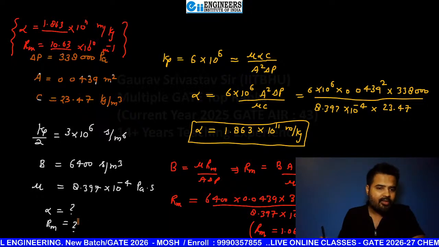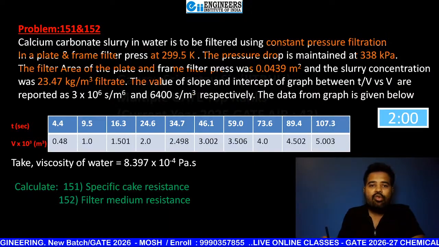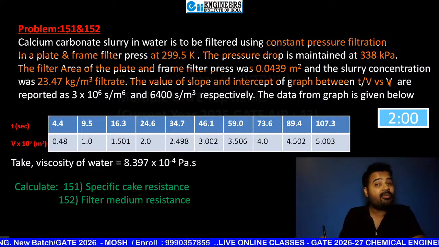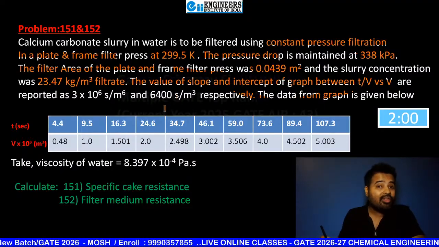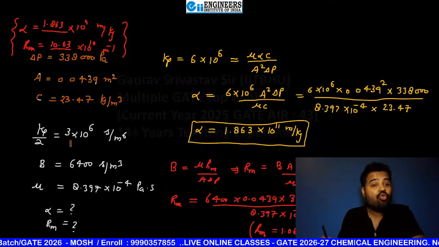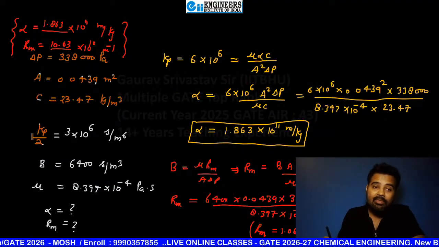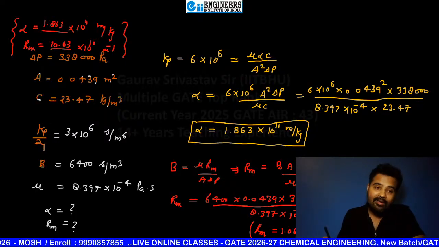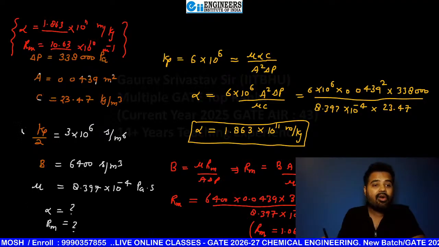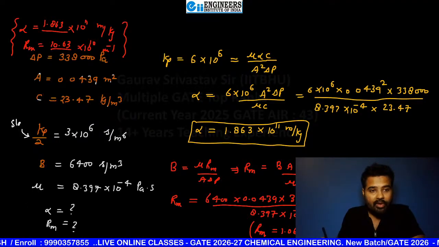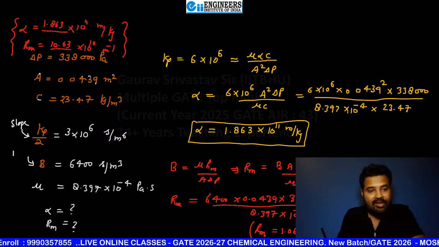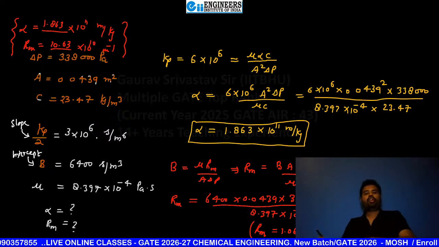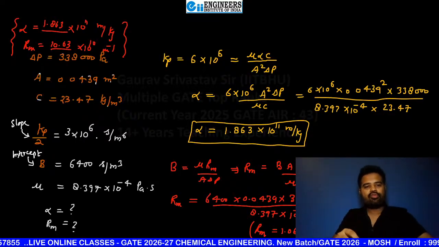Now the value of the slope and intercept of the graph between t by V versus V. Do you remember the graph? What was the slope? Slope was Kp. No, it was Kp by 2. This is a silly mistake you can make in examination, so be careful with this step. So Kp by 2 is given here, this is your slope. This is the intercept value, given here in this unit. Automatically, if you cancel units you will get these values.